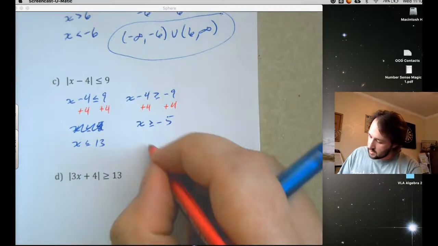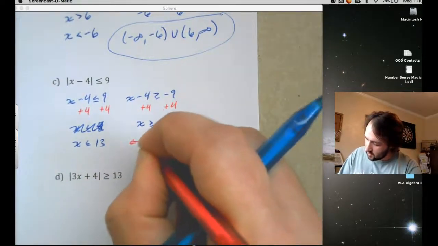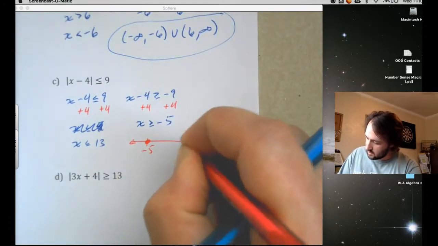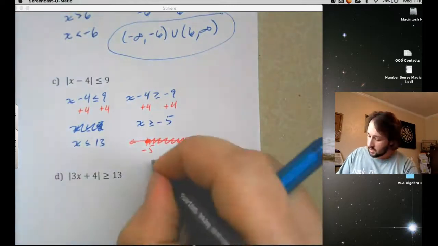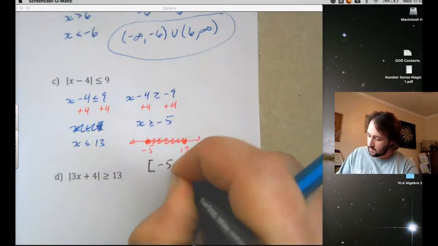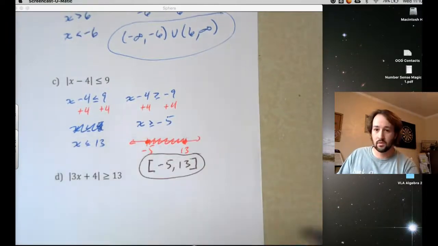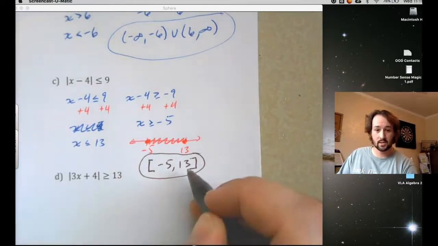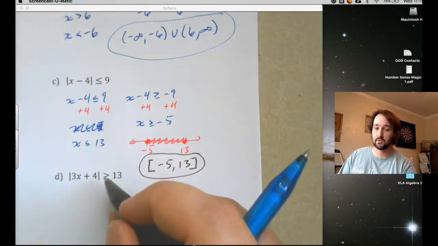So if I put this on a number line, I have negative 5, and I'm greater than or equal to, and I have 13, which I am less than or equal to, so it's everything between. So what that means for our solution is that I want everything from negative 5 to 13, where they are both included, meaning that I needed to put brackets around them. Anytime you're going to have this or equal to part, we're going to have to put brackets around our solutions.